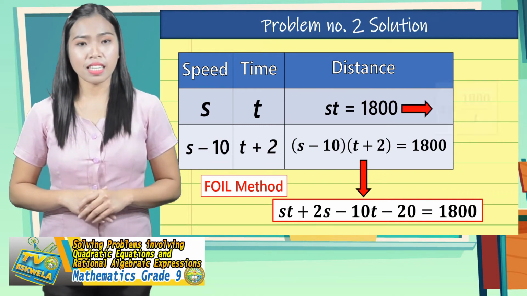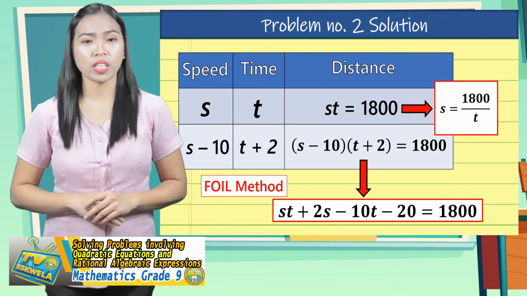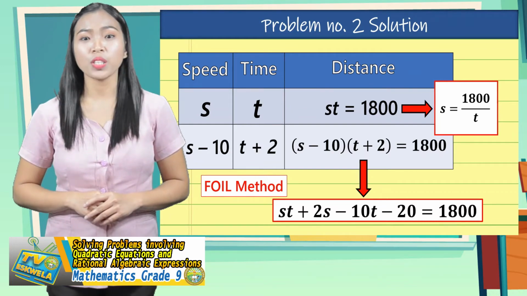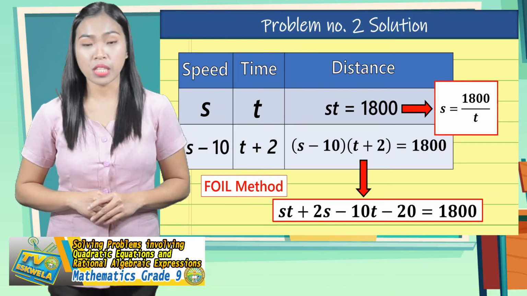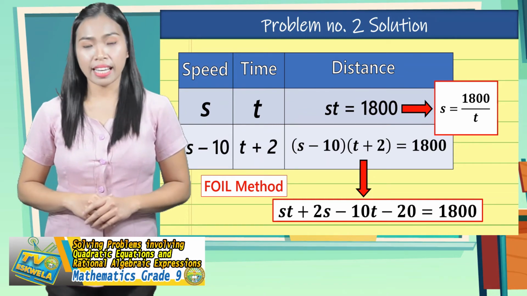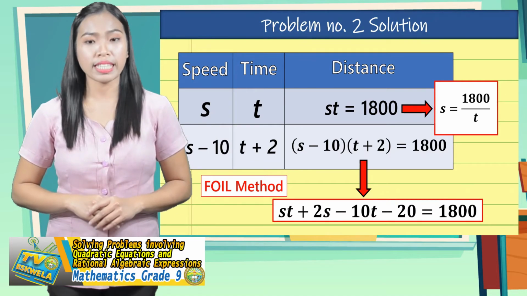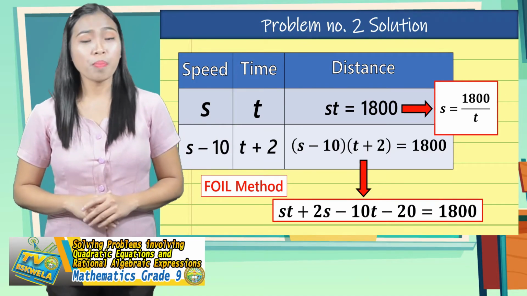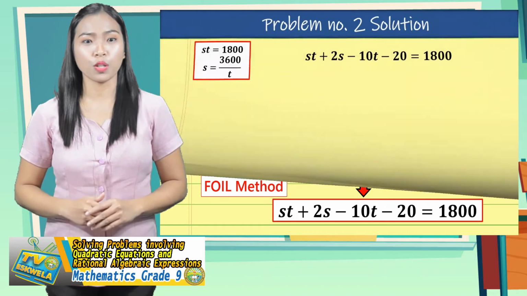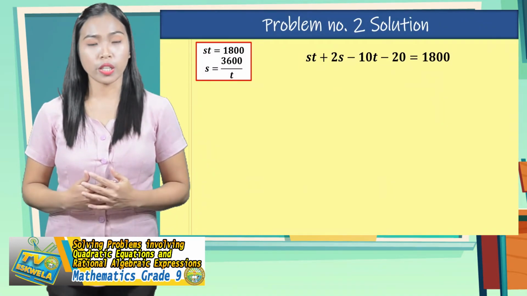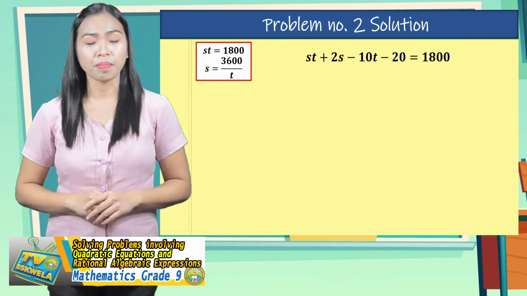Since st equals 1,800, with this we can express the value of s in terms of t, that is, s equals 1,800 over t. We must substitute these values to the equation to come up with an equation with one variable.